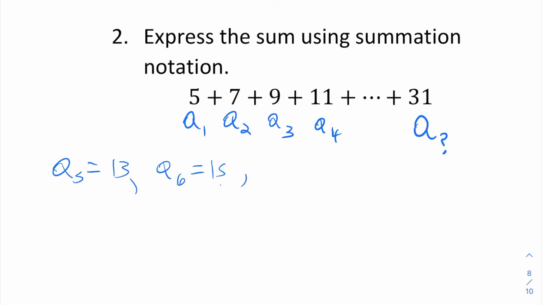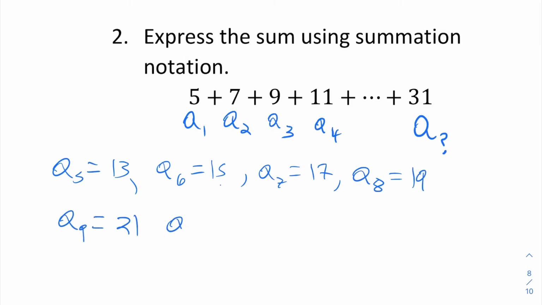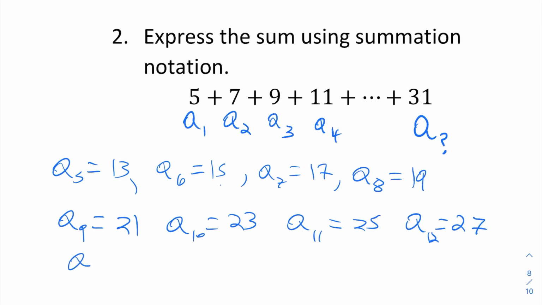a6 is 15. a7 is actually 17. a8 is actually 19. a9 is actually 21. a10 is actually 23. a11 is actually 25. a12 is actually 27. See, I keep trying to go by threes. a13 is equal to 29. And finally, a14 is equal to 31.